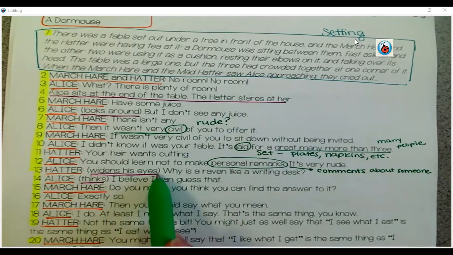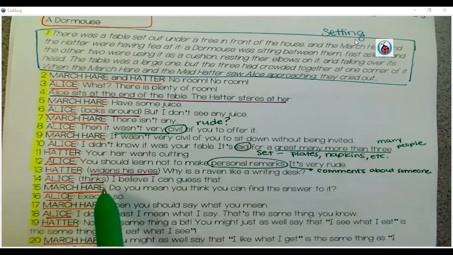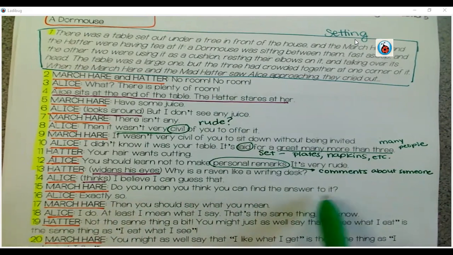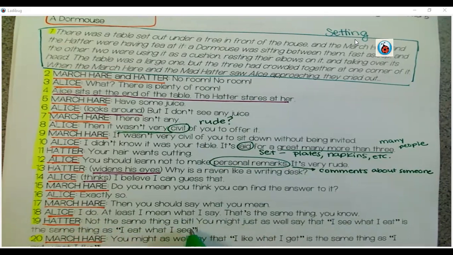Hatter widens his eyes. Why is a raven like a writing desk? Alice thinks. I believe I can guess that. March Hare, do you mean you think you can find the answer to it? Alice, exactly so. March Hare, then you should say what you mean. Alice, I do, at least I mean what I say. That's the same thing, you know. Hatter, not the same thing a bit. You might just as well say that I see what I eat is the same thing as I eat what I see.